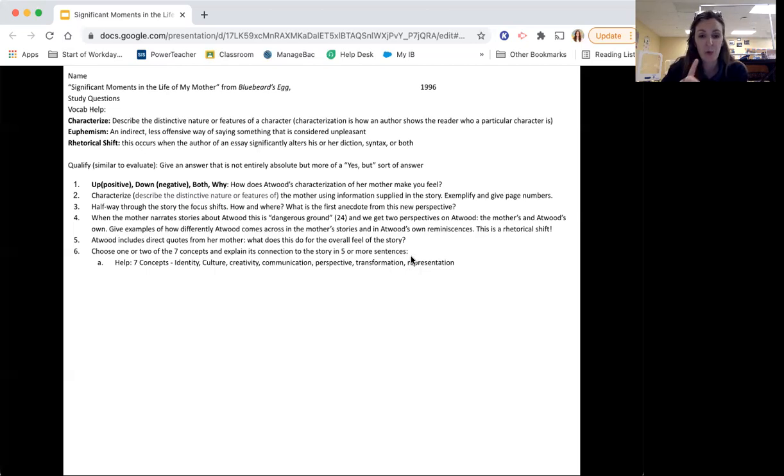I think the ones you're probably going to gravitate towards are identity, communication, and maybe perspective, because you've got 2 family members who have different perspectives on events and people. You also have communications, both successful and unsuccessful. And then also identity, Atwood's identity of herself versus her mom's, and her mom's perspective on her identity. So there's a lot of shifting in here. And then you have those links to the 7 concepts. If you want to break it down further, those are in your learner portfolio.